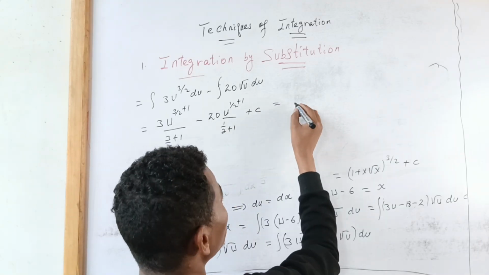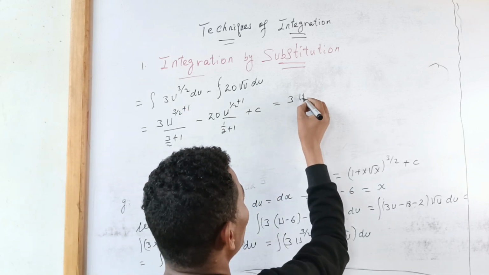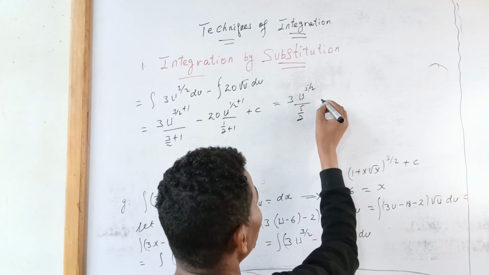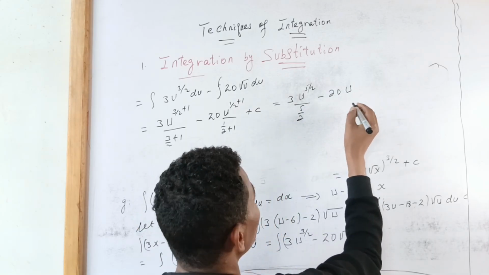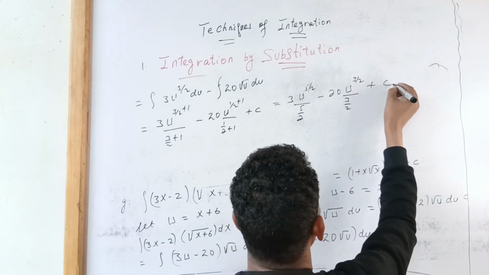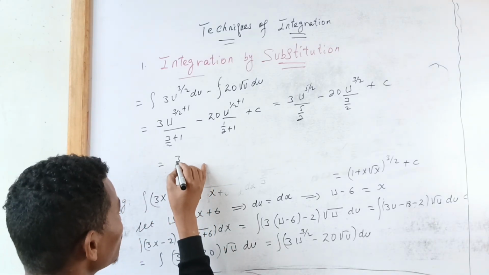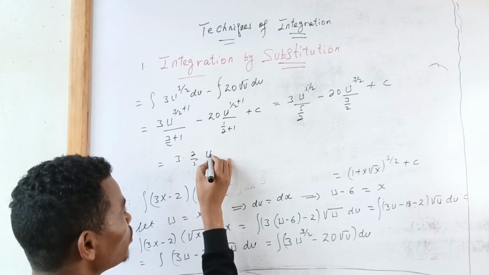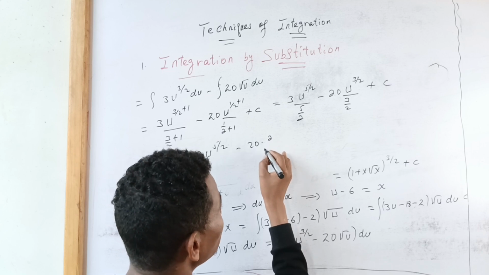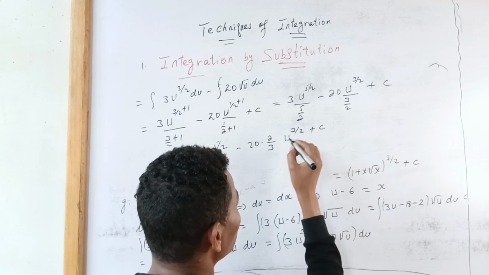This is equal to 3 over 2 plus 1, that is 5 over 2, u to the power of 5 over 2 over 5 over 2, minus 20 u to the power of 3 over 2 over 3 over 2, plus constant number c. This is equal to 3 times 2 over 5 u to the power of 5 over 2 minus 20 times 2 over 3 u to the power of 3 over 2 plus the constant number c.